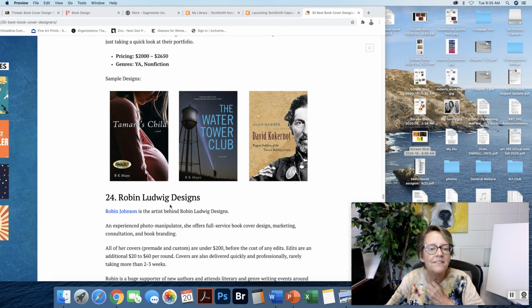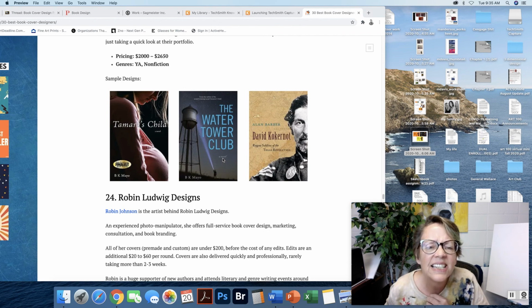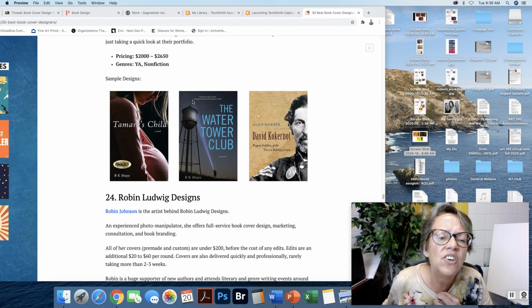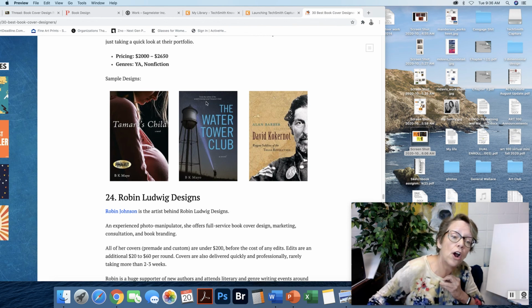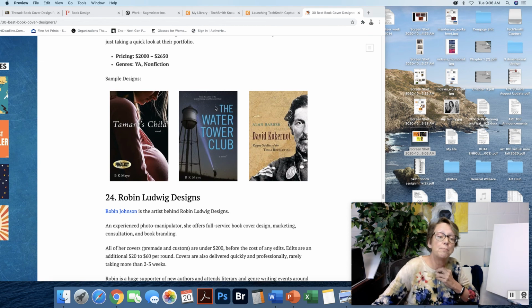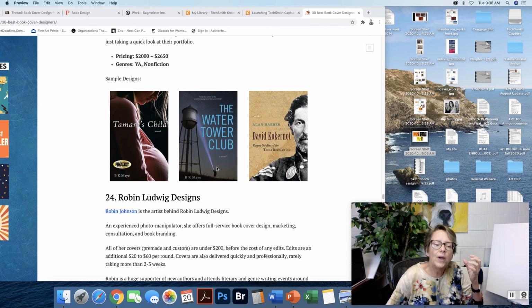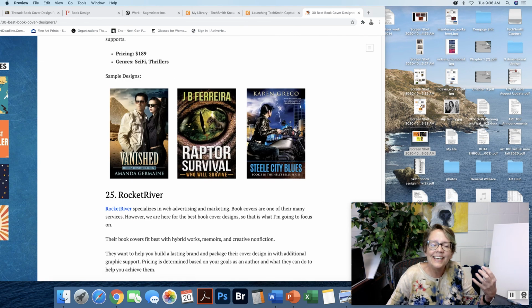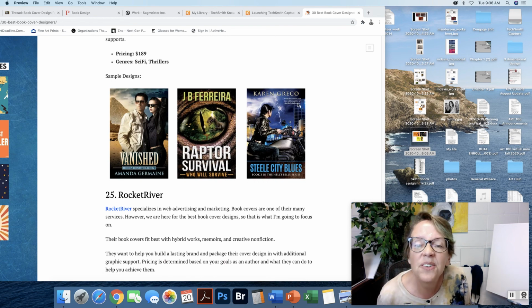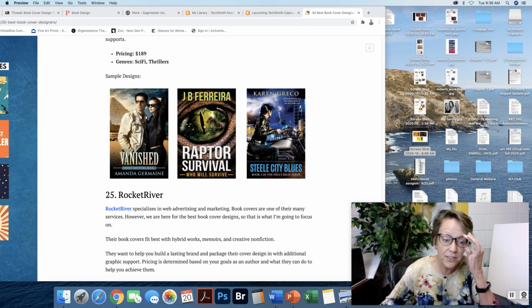Now that's kind of interesting to me. Water Tower Club doesn't really pull me in, but it might be a mystery. It says it's a novel. It tells about other artwork, other books they wrote. So it gives me an idea. Here's another one that tells about other books they wrote.